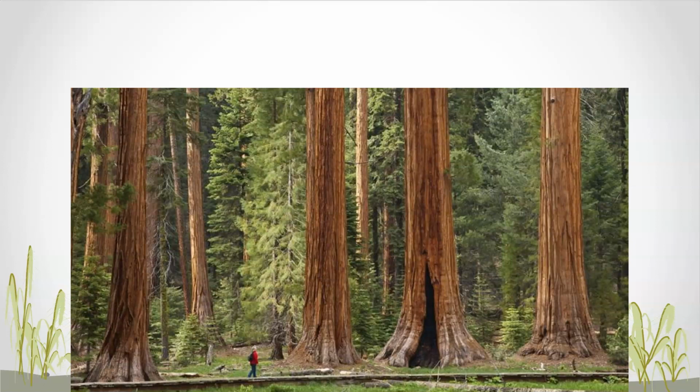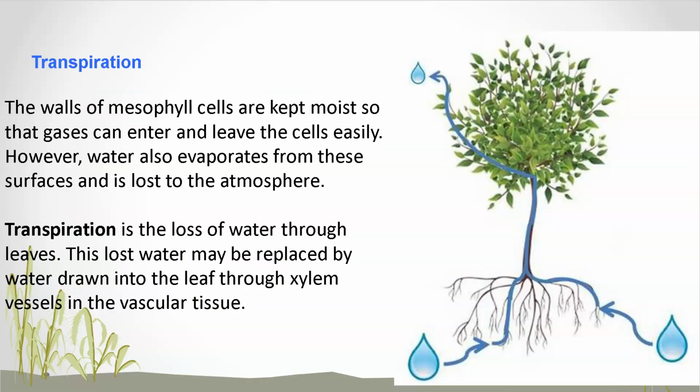But how in the world, since plants don't have muscles, right, and no pumping system, does water travel up a tall redwood like that? Well, through transpiration, which is the loss of water through leaves. So leaves are constantly losing water. But here's the thing about water. Water has properties that make it stick to itself and stick to other things: cohesion and adhesion.